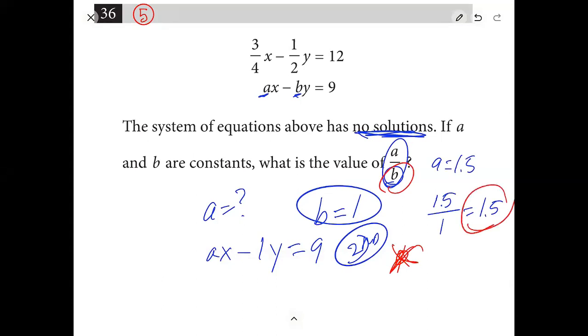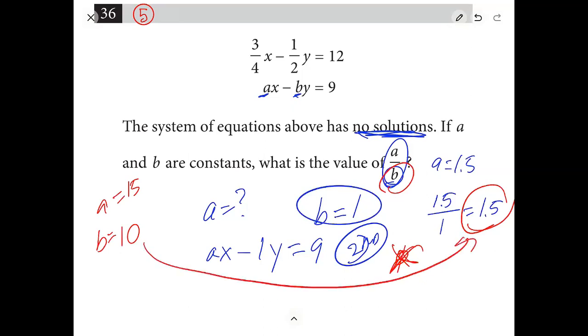Doesn't matter what number you put in for B, right? You can put 10 in for B, and if 10 is in for B, then A would be 15. If B is 10, then A is going to be 15. When you divide that, you get 1.5, okay? All right, now, last question.